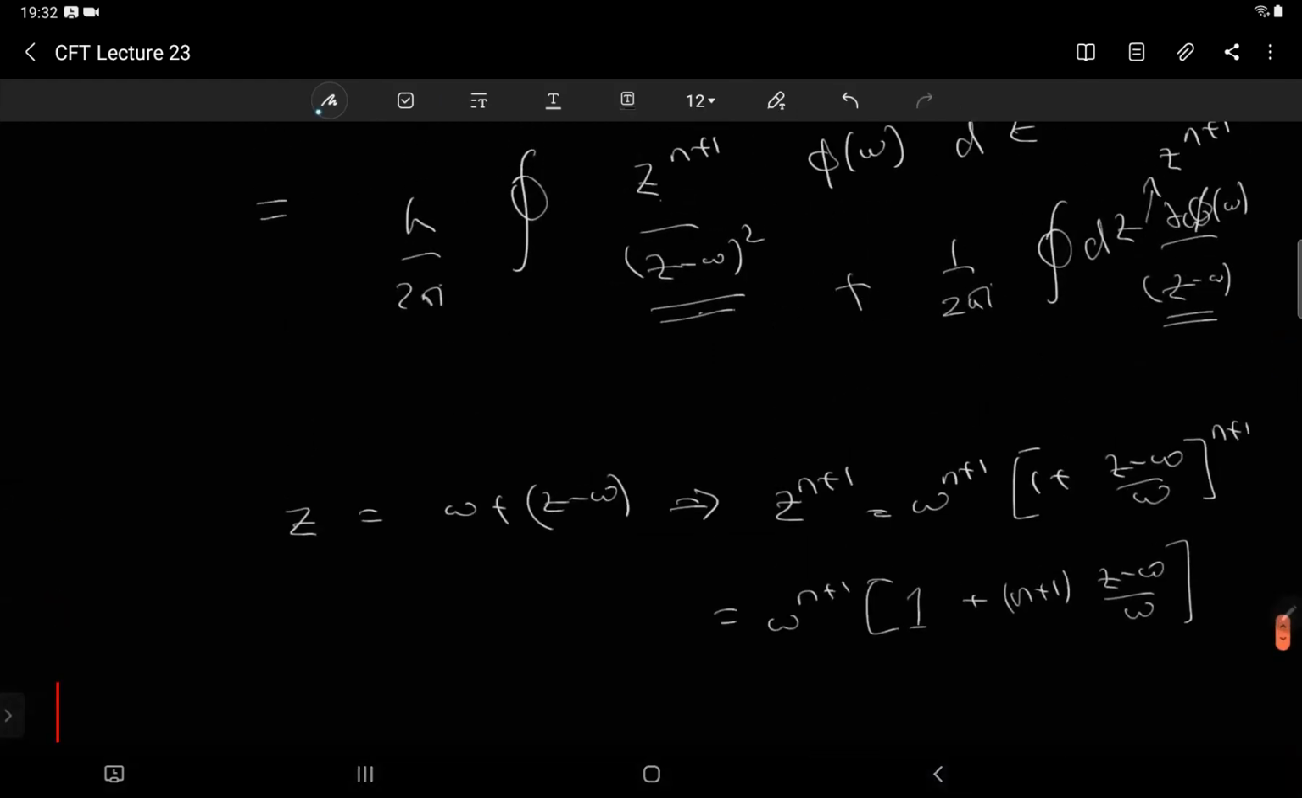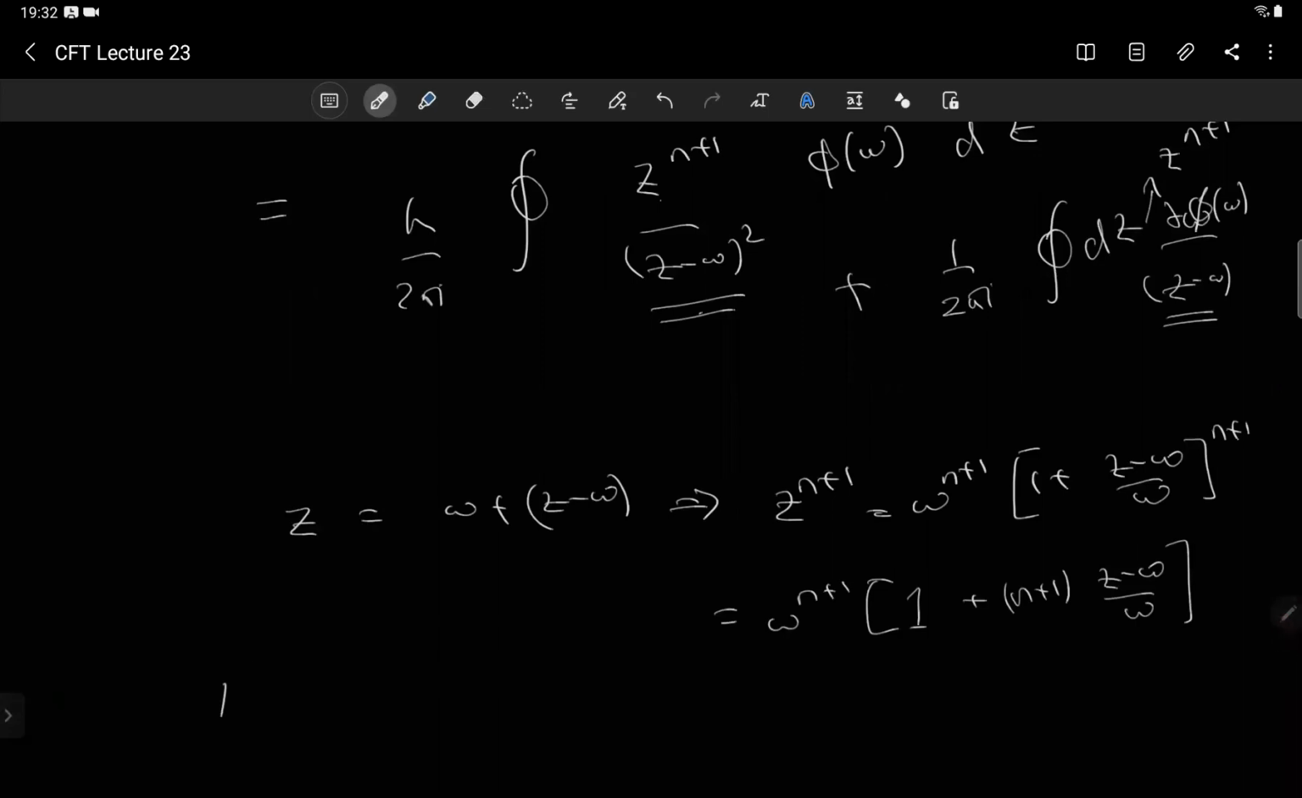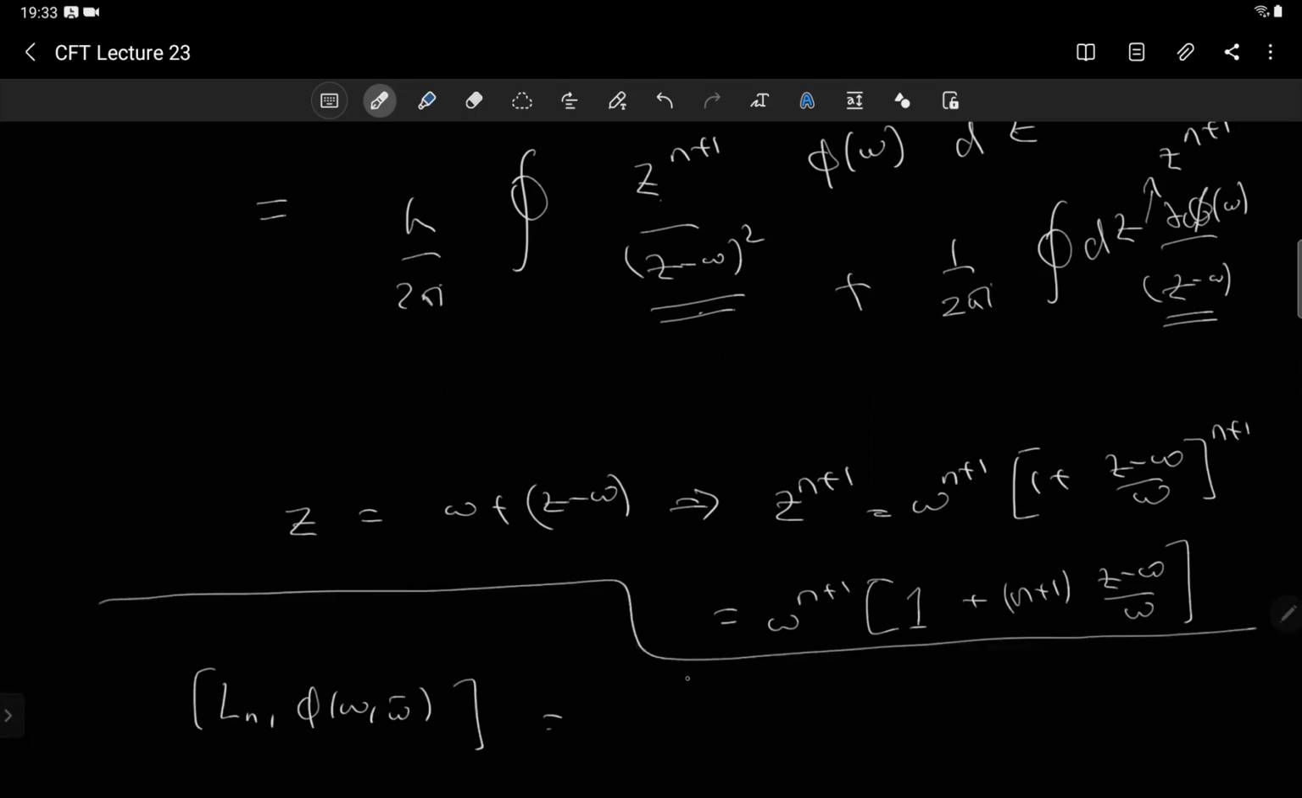So now when we do this we get the full answer. The full answer is given by the commutator of L_n with phi(omega, omega bar) is equal to h.